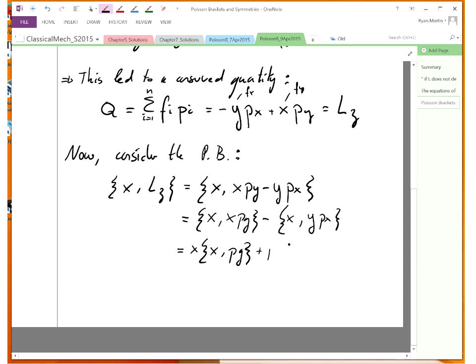I have x with py plus py times x with x. And then I split up the second term. I'm going to bring the x out, so I have minus y. I'm going to bring the y out. I have minus y times x with px, that comma, minus, now I'm going to bring out the px, and I have px and x with y.